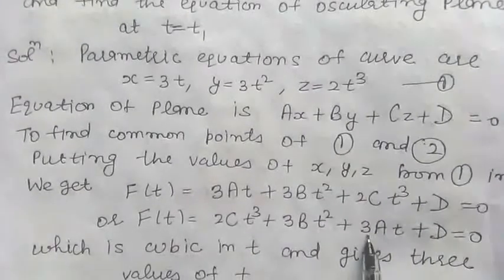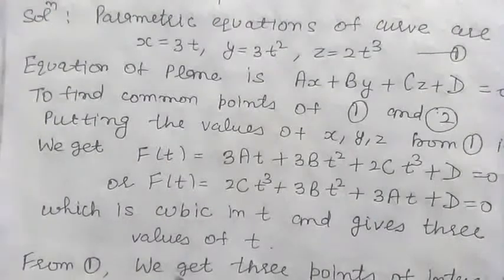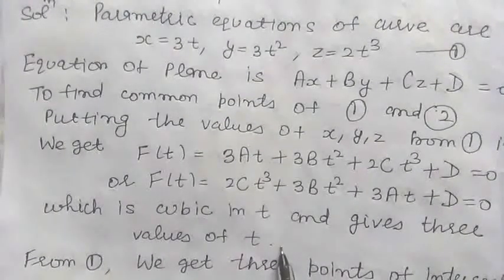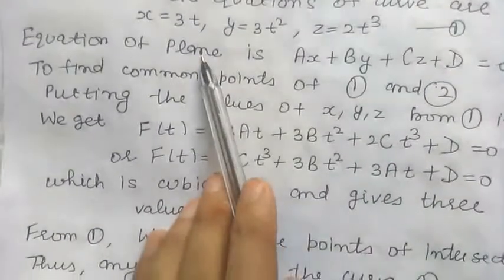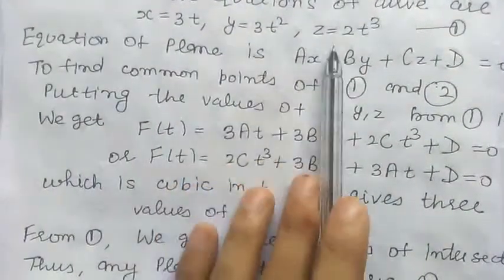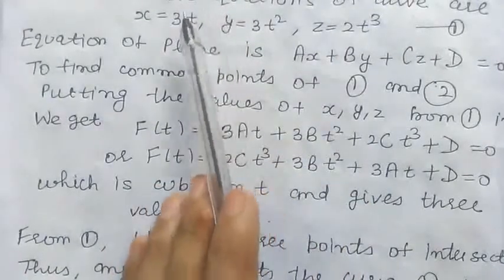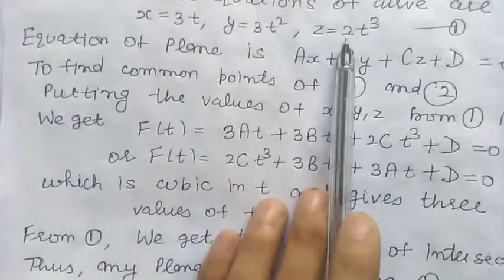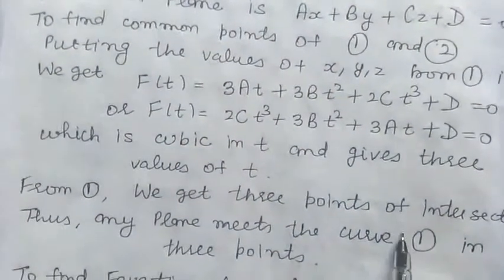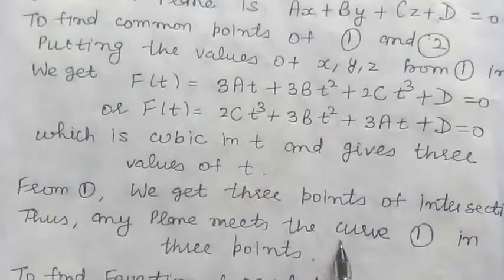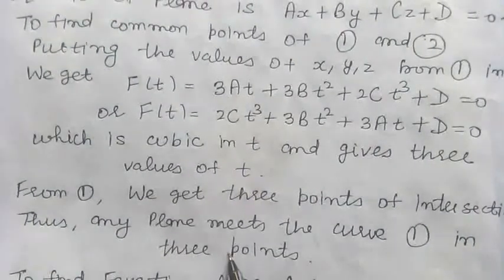Thus we get a cubic equation in t. And because this is cubic in t, we get 3 values of t. Now you can see, if we put these 3 values of t in the equation 1, in x, y, z, we get 3 points of intersection. Thus we can say that any plane meets the curve 1 in the 3 points.